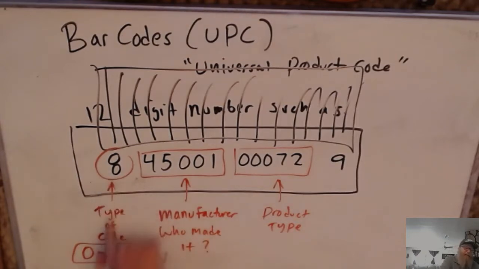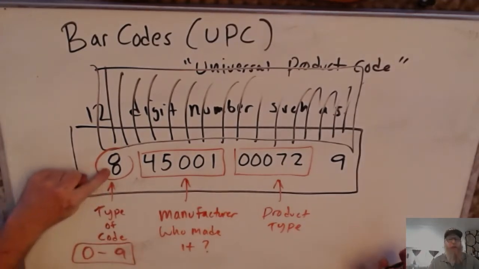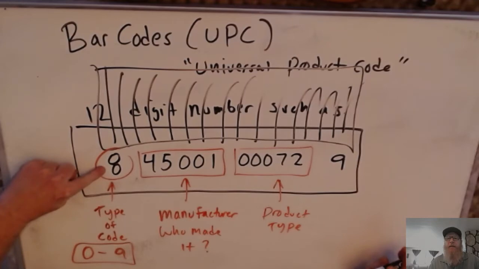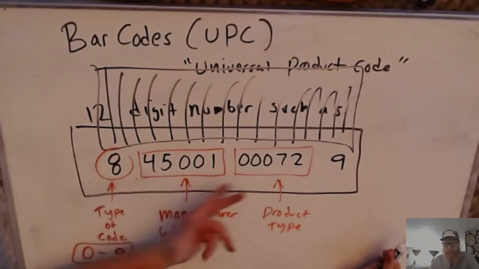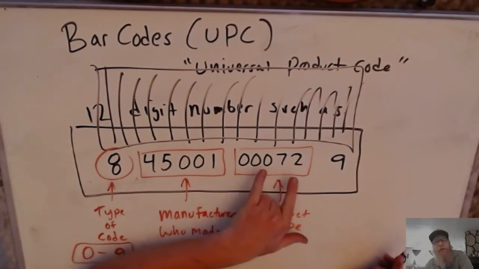It's kind of like the type of code, except the type of code is a more general category. So let me give you an example. The type of code could be 8. This could mean boxed foods or something. But then this would tell you it's macaroni and cheese.